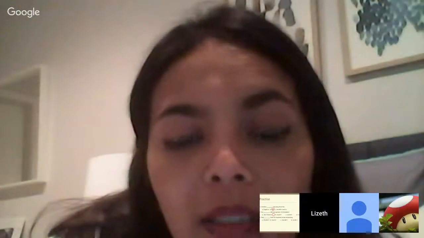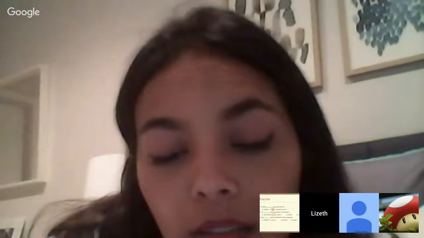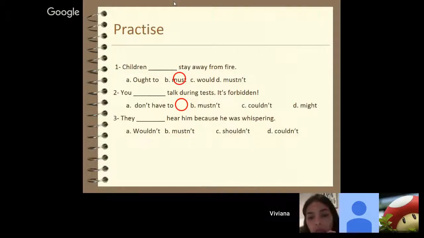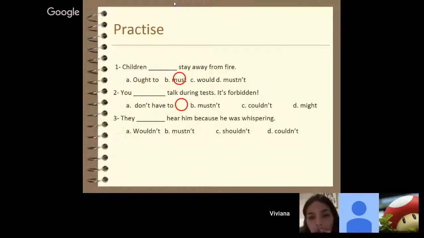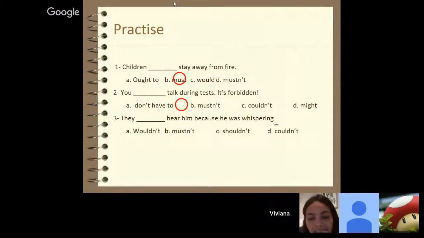Well, could be C or D, but they should only. I'm gonna choose C. They shouldn't hear him because he was whispering. Or D. I'm going to D. One of those. Okay, one of those, let's check. D, they couldn't hear him because he was whispering.